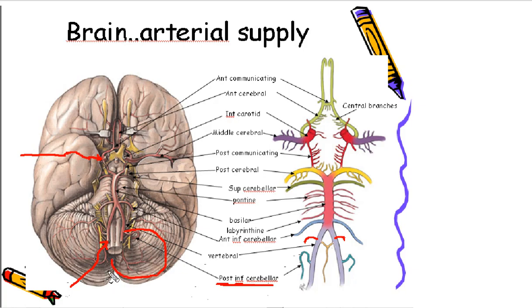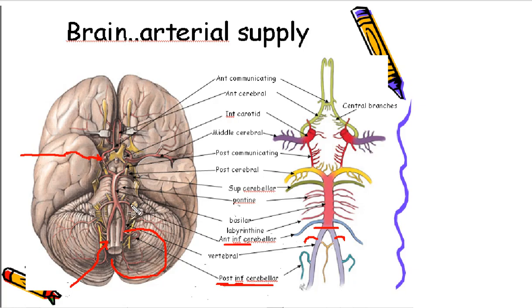Then the vertebral arteries fuse together at the lower border of the pons to form an artery called the basilar artery. So you can see this is the basilar artery which lies over the surface of the pons. This basilar artery gives off various branches. You have many pontine branches which supply the paramedian area of the pons. So this area of the pons is supplied by these pontine branches. It also gives off an important branch called the anterior inferior cerebellar artery, and again, as the name suggests, this is the anterior inferior cerebellar artery.